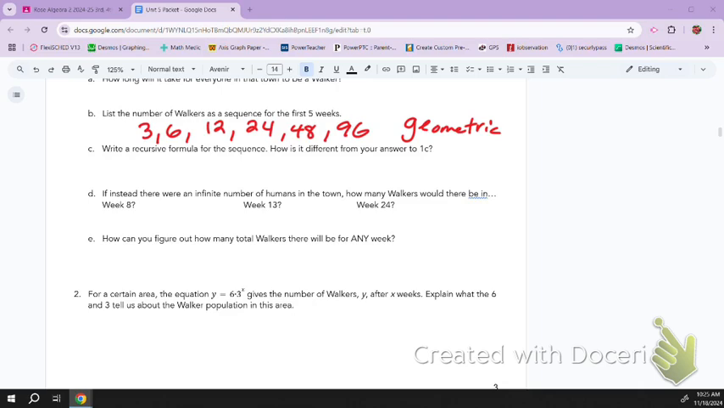We are going to write a recursive formula. So what was the first term? How many zombies did we start with? 3. And then to get the next term, we did the previous term and did what to it? Times it by 2. Fantastic.